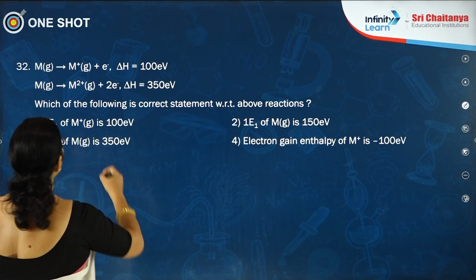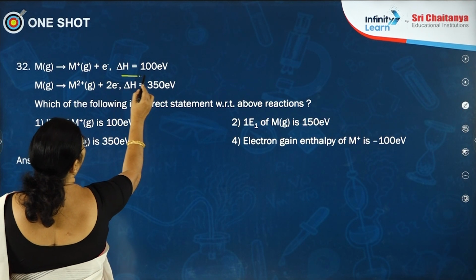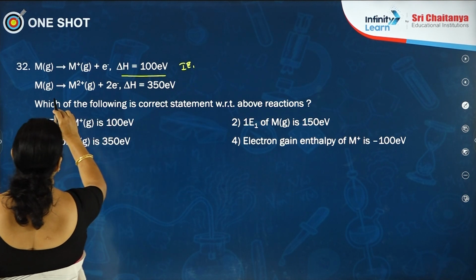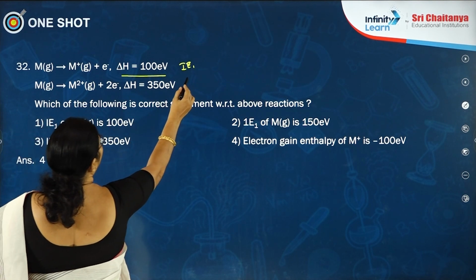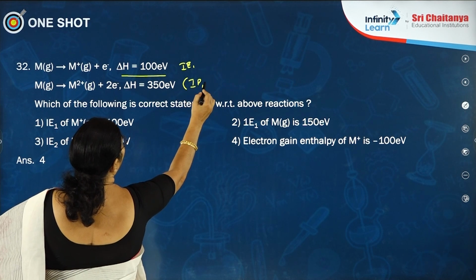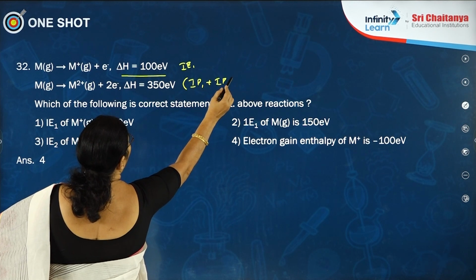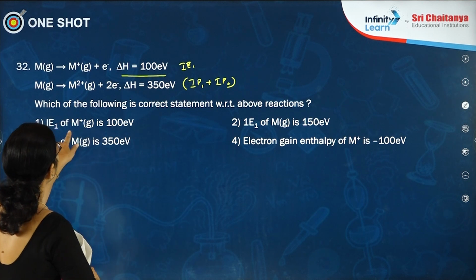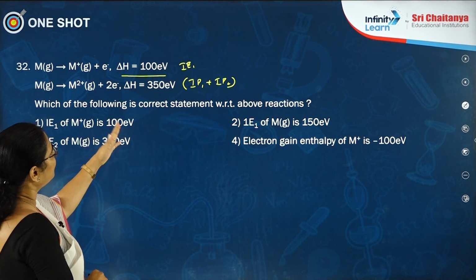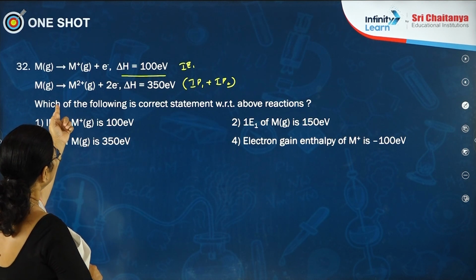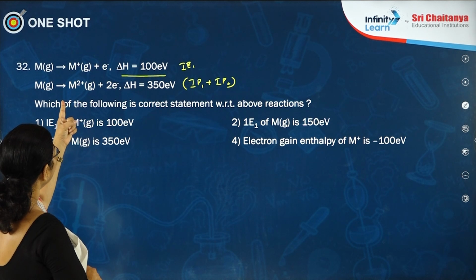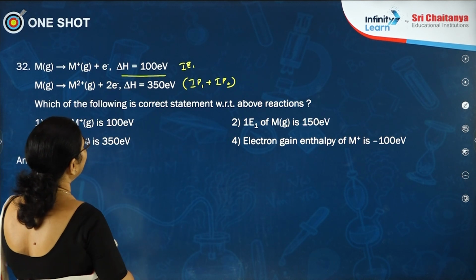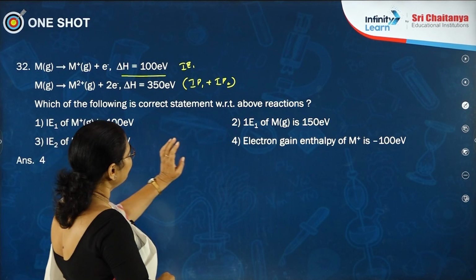Mg plus, look at this, this is first electron affinity, IE1. Mg to Mg2 plus, this is both IP1 and IP2 together, present for 2 electrons. Which of the following is correct? IE1 of M plus is 100, we cannot say. See this, IE1 of M is given, M plus means this is the second IP, so it cannot be the correct one.